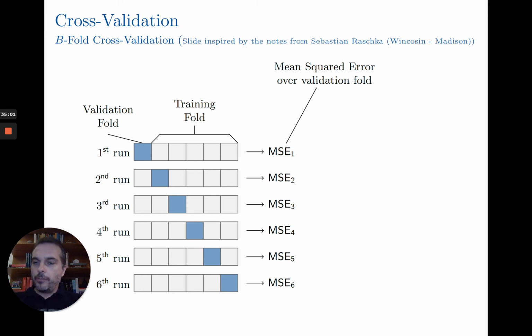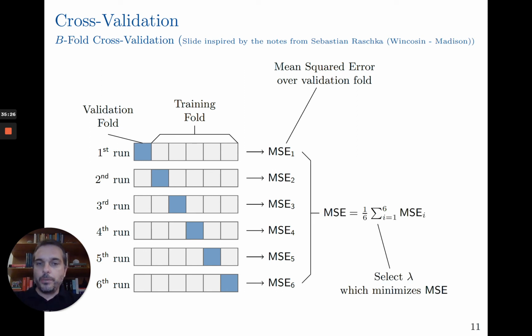Okay? So for each run, we train with the gray sample, we validate in the blue sample, and we compute the mean squared error of the predictions over the observations in the blue sample, in our validation set. Okay? And finally, we average these mean squared errors over these 6 runs, these 6 folds. And we are going to select the lambda that minimizes this average.